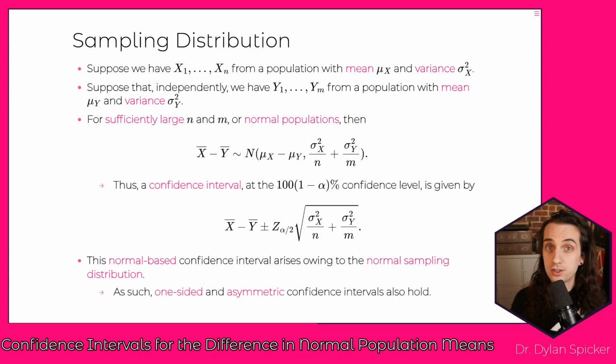If we also wanted to form a one-sided or an asymmetric confidence interval, we could do exactly the same thing, where we just modify this procedure to either subtract off the value here if we want the lower bound, or add the value here if we want an upper bound.